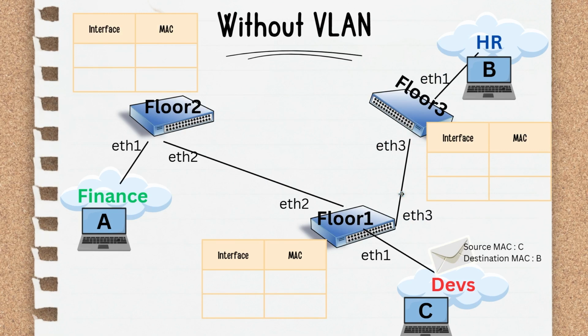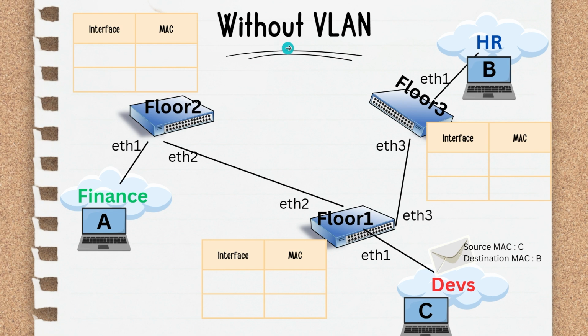And what does VLAN help with, in terms of management? Without VLAN, this packet is sourced from MAC C and the destination is MAC B. So this device wants to talk to this device, but you can see the switches don't have any entries in the MAC table, so this packet might get broadcast unnecessarily in this finance domain also.